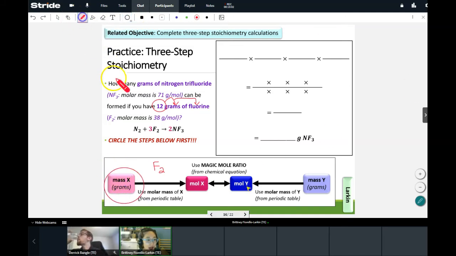Excellent. Yeah, so we're going to be starting out over here on the fluorine side with grams. Now let's take a look at what we are solving for. Go ahead and tell me in the chat, what am I solving for? Give me units, give me chemical. If you want to just use the abbreviation, that's totally fine. Because I know that's a big word to type out. So give me units and give me the chemical formula of what we are solving for.